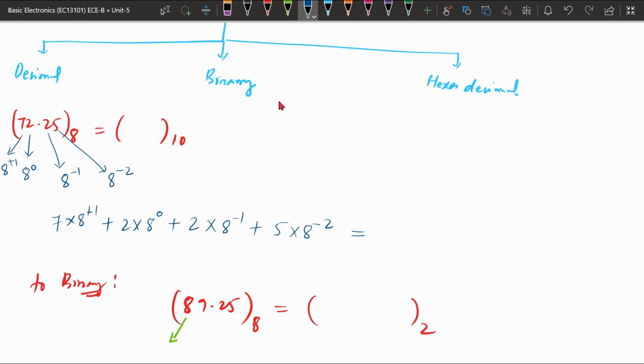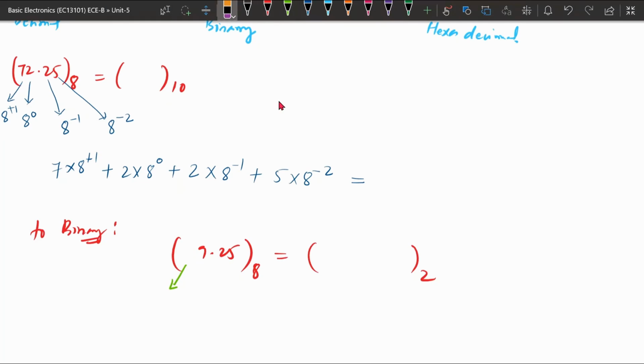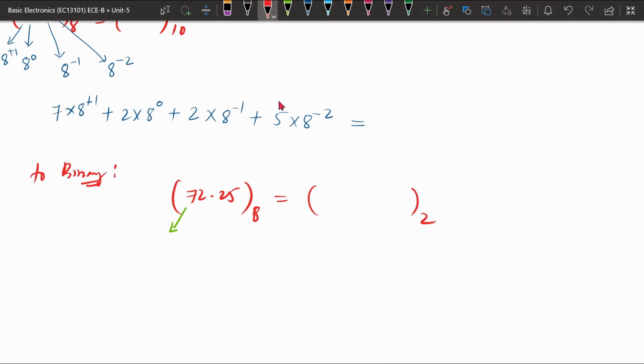So next, while converting to binary, we need to represent it also, 72.25. Now in octal the digits range between 0 to 7 only. Okay, so we cannot write 8 and 9. So this was a mistake. So it is a 7. We will write this 7 as its equivalent 3-digit number. So 7 will be represented by 111 in binary. So 2 in binary will be 010.